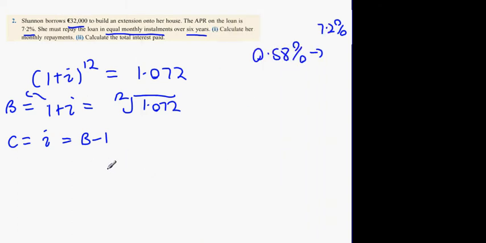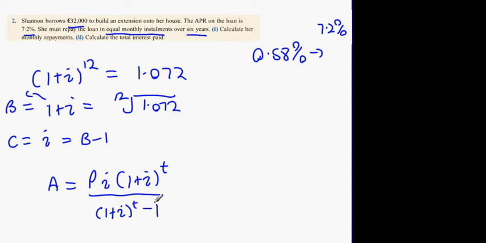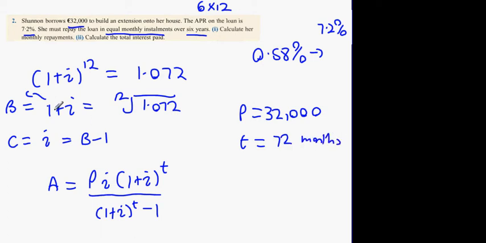Okay, now we're going to put down our amount. A, the amount you pay per month in this question, equals P multiplied by I into 1 plus I to the power of T all over 1 plus I to the power of T minus 1. Now, in this question P is 32,000. The T value is 6 years. 6 multiplied by 12 is 72 months. Because remember, we're using the monthly rate B.